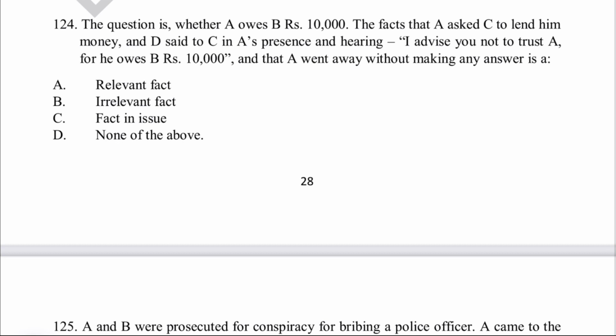Come to question number 124. The question is whether A owes B rupees 10,000. The facts that A asked C to lend him money and D said to C in A's presence and hearing, I advise you not to trust A for he owes B rupees 10,000, and that A went away without making any answer, is a relevant fact, irrelevant fact, fact in issue, or none of the above. It is a relevant fact. Option A is the correct answer. And it is illustration G of section 8 of Evidence Act.